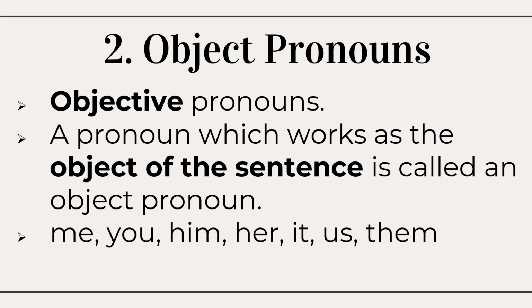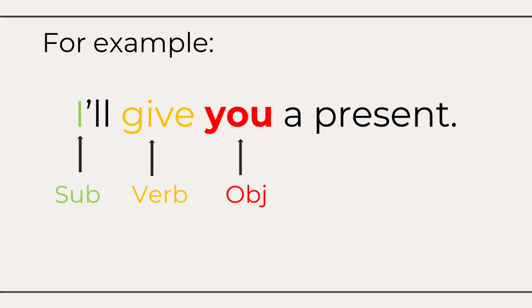The words me, you, him, her, it, us, them are all object pronouns. Now let's take a look at this example. I'll give you a present. Now I is the subject in this sentence. Why? Because it is performing the action.